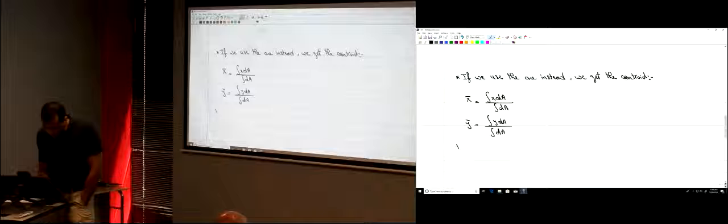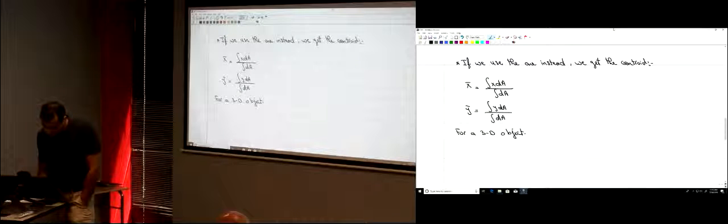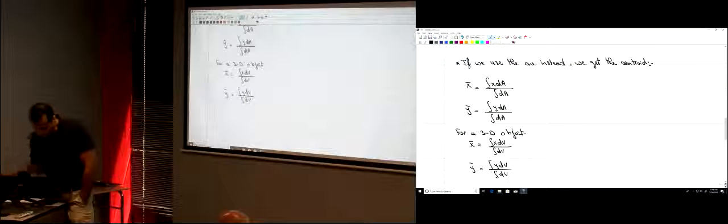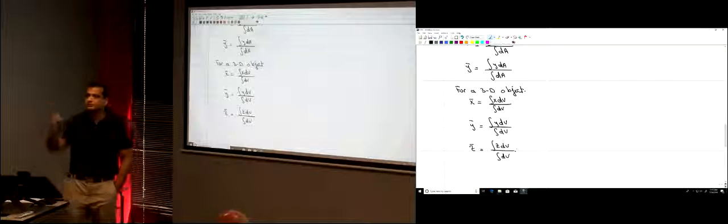For a 3D object, it's not area, it's volume then. X bar is the integration of x dV divided by the integration of dV, volume now. Y bar is the integration of y dV divided by the integration of dV, and z bar is the integration of z dV divided by the integration of dV. And that's it for today.